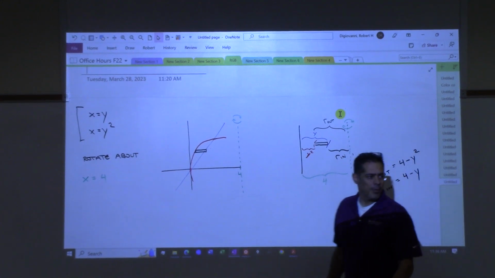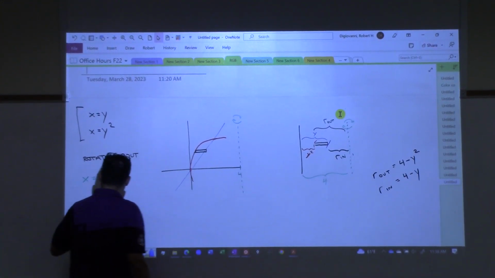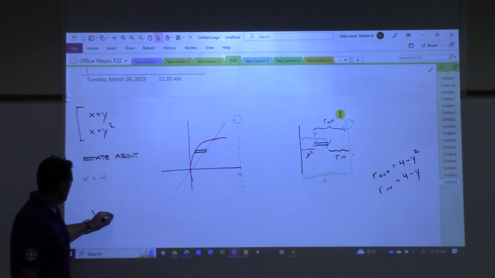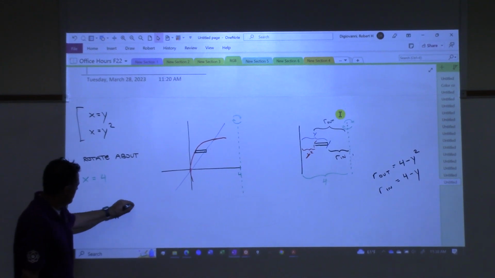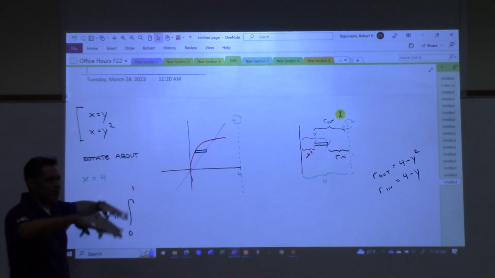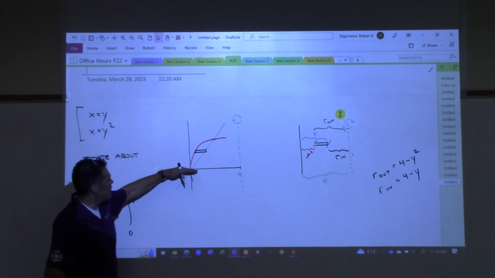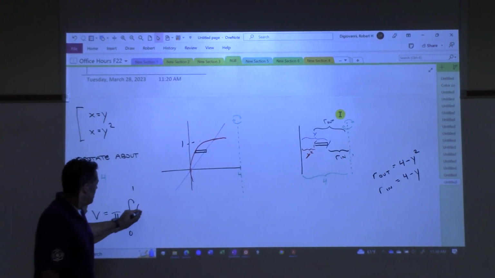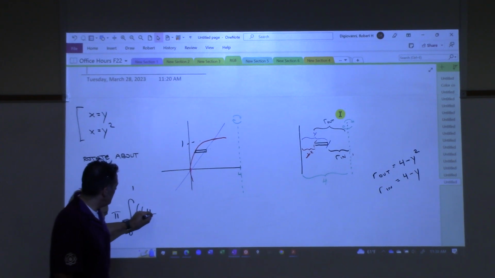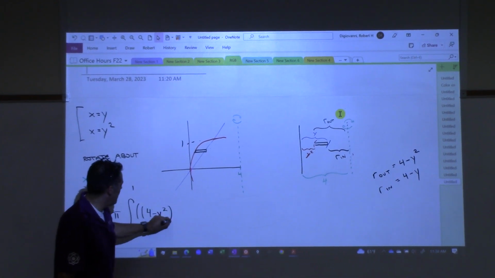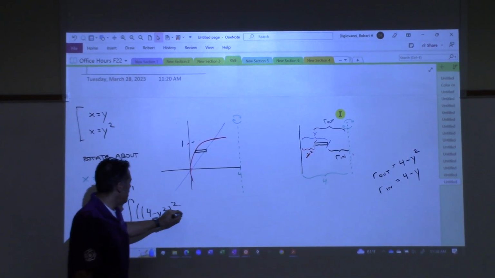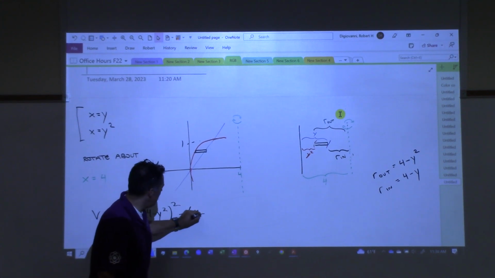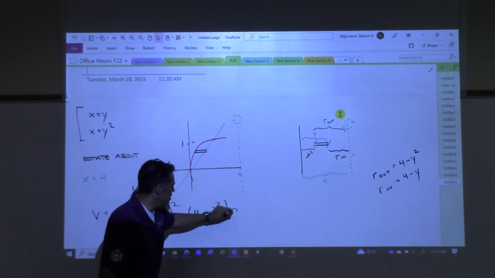And now I can go to my formula. So the volume will be pi times the integral still from 0 to 1, because we're moving this rectangle up and down. From here up to there, we already knew that that was 1. And then it's going to be the R out, 4 minus y squared, that quantity squared, and then minus the R in, which was 4 minus y, that quantity squared, dy.